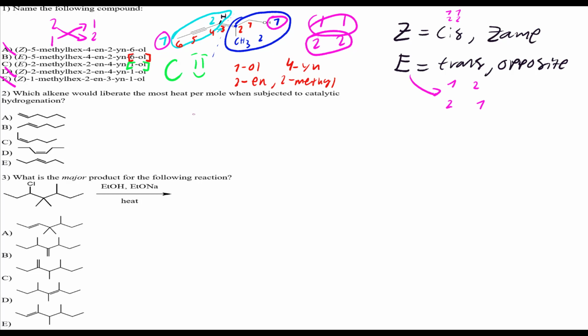All right. So now we move on to question 2. Which alkene will liberate the most heat per mole when we do catalytic hydrogenation? Well, whenever it says most heat, that means most unstable. Okay? That's most unstable. Now, the least amount of heat, that is equal to more stable.